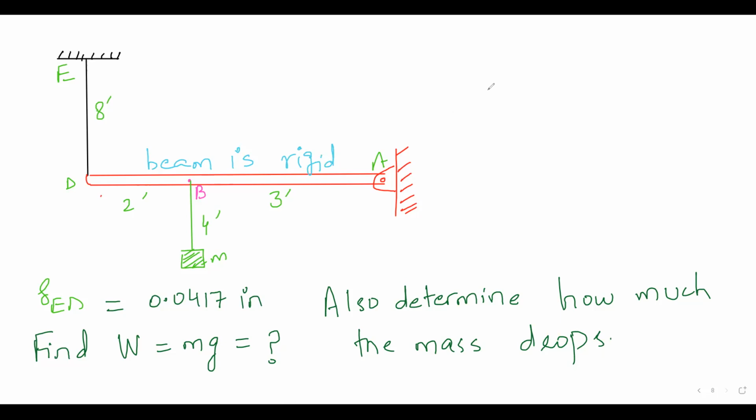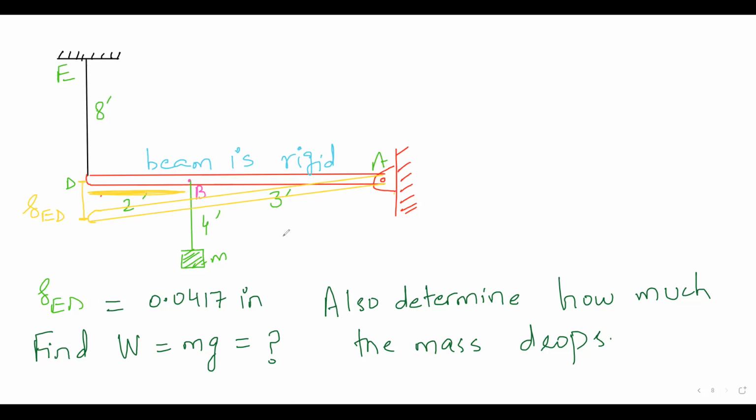So let me make at least a small diagram for all of you, so all of us are on the same page. Let me use a very light yellow color. So this will become like this. Did I give you delta ED? Oh, yes, I did, so I gave you delta ED as given. This is 2 feet, this is 3 feet, this is 4 feet, this is 8 feet.